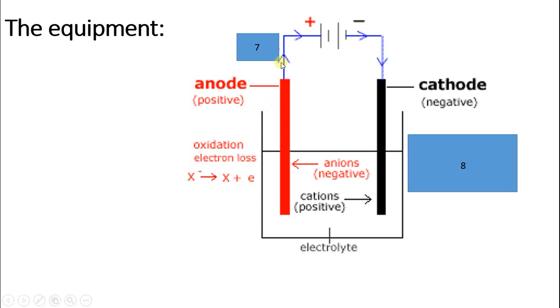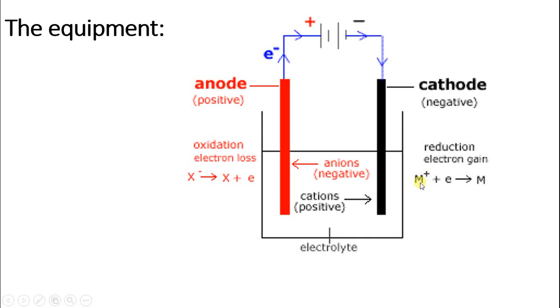That electron then travels up around this circuit, through the power pack and into this electrode here. And so that's what makes this electrode negative, the cathode. So here, the positive cations that we've got represented as M+ here gain the electrons to become just the atoms of M in this case. So these positive cations that have been attracted to the cathode have gained an electron to become neutral atoms. And this process, because we're gaining electrons, is known as reduction. So from OIL RIG, OIL, oxidation is loss of electrons happening at the anode. RIG, reduction is gain of electrons. So the ions are gaining electrons to form atoms.